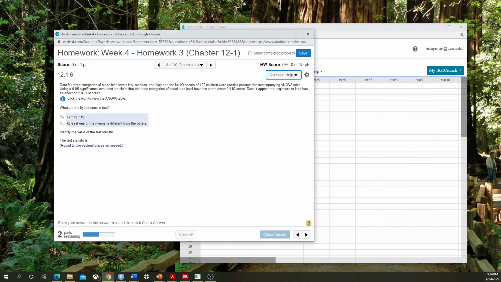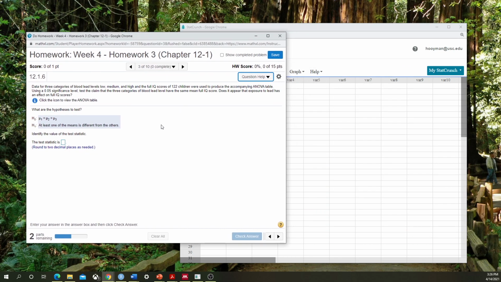All right, so here we are, and this is question 3, a preview of the homework. I've already filled out the null and alternative hypothesis. So the null hypothesis is always going to be, within this section, there are 3 groups, and the means of all 3 of those groups are going to equal one another. The alternative hypothesis is that at least one of the means is different from the others.